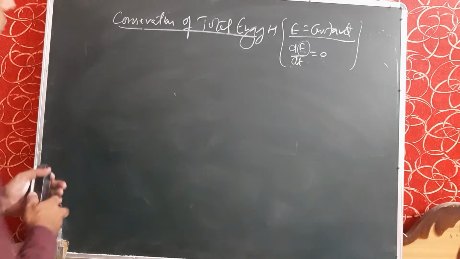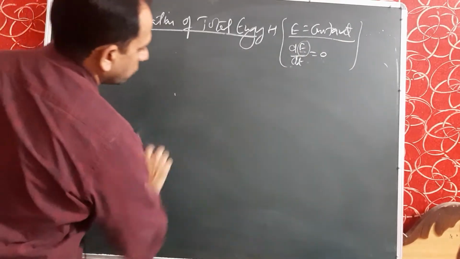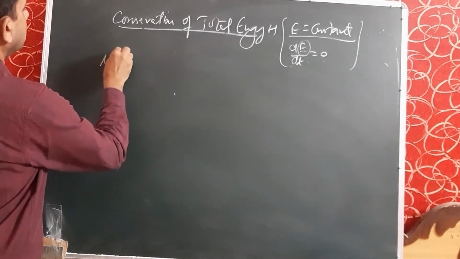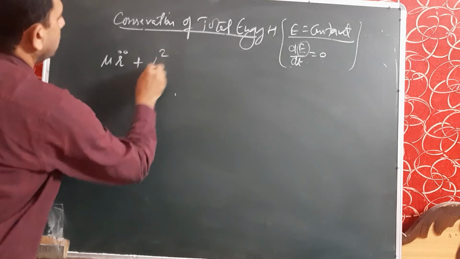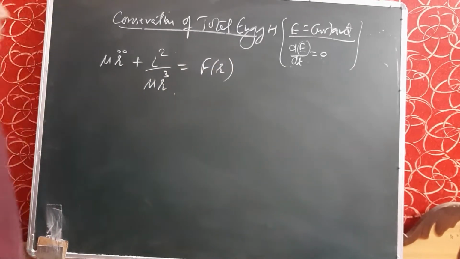How can we prove it? We will prove it by using the equation for a particle which is moving under central force. So what is that equation? We have solved that equation in the previous lecture, that is mu r double dot minus L square upon mu r cube is equal to f of r.